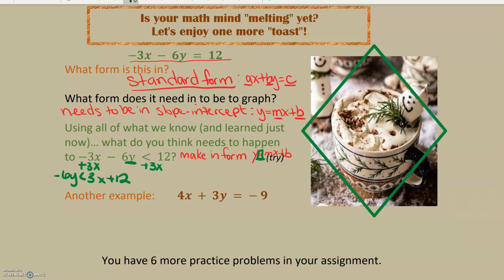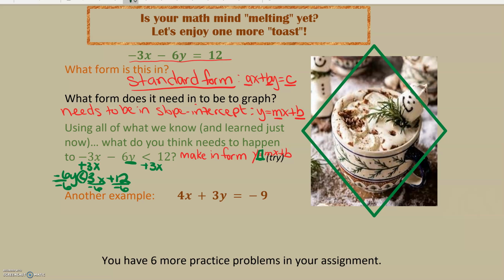So we're close. But this is where we have to use what we've learned in the previous video. And now we need to divide by a negative. And because I have to divide by a negative, I'm going to have to actually flip that inequality sign. So what I like to do personally is put a circle around that symbol. That reminds me I need to actually flip it. So I'm going to divide this side by negative 6, and I'm going to divide each term on this other side by negative 6.